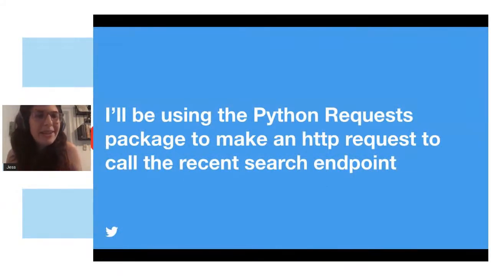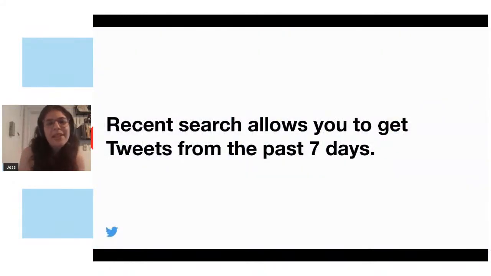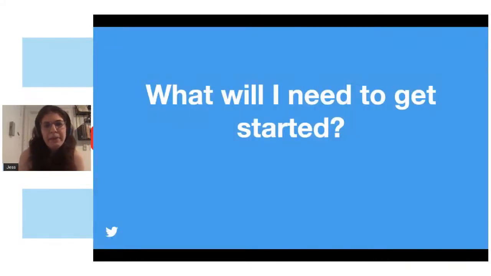But tonight, I'm going to actually be using my favorite Python package, which is requests, to make an HTTP request and call the recent search endpoint. If you want to type into the chat what your favorite Python package is, I'd love to hear from you. I really love APIs and endpoints and things like that. So yeah, my favorite Python package is requests. And so the recent search endpoint that I'm going to be using allows you to get tweets from the past 7 days.